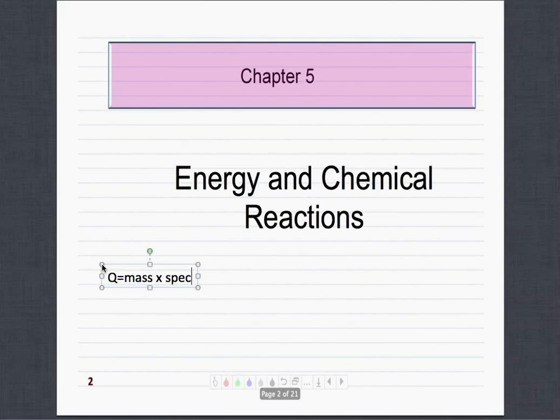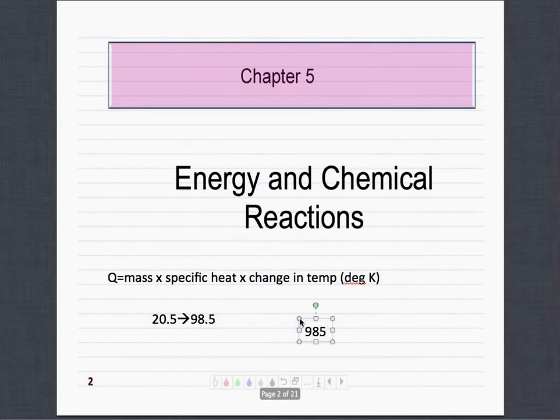In one example, we heated water. I don't remember the mass of the water in that example, but it was a certain mass, and we heated it from 20.5 to 98.5, my guess. Then in the second iClicker, the next slide, we cooled this water from 98.5 to 20.5, and we found that the Q was exactly the same for both. It's the same amount of energy. One was positive and one was negative.